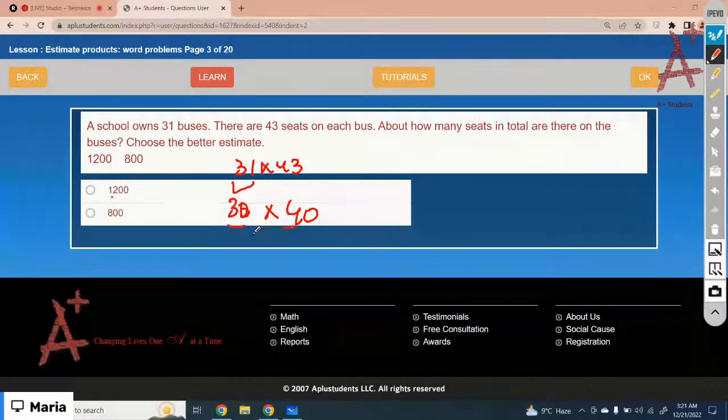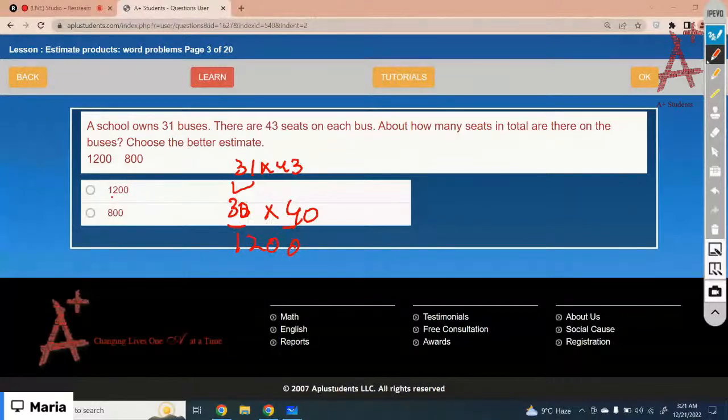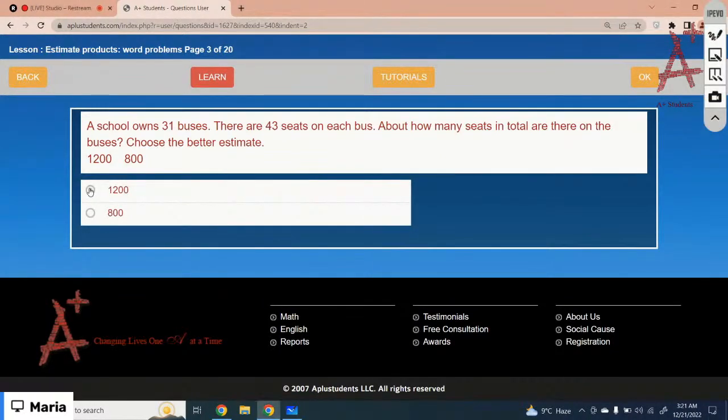Just multiply the non-zero values. 4 times 3 is 12. It would be 1200. Got it, everyone? So just select the correct option, then click on the OK button. The correct option is 1200. Got it, everyone?